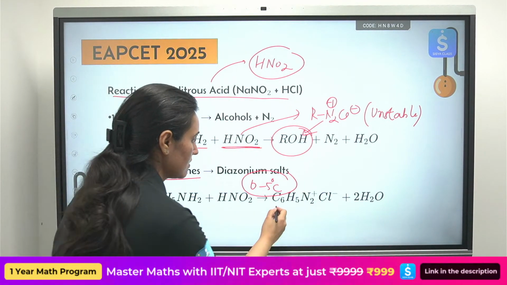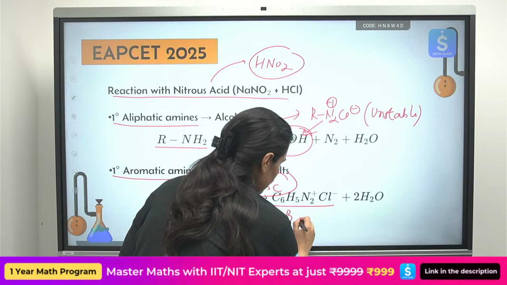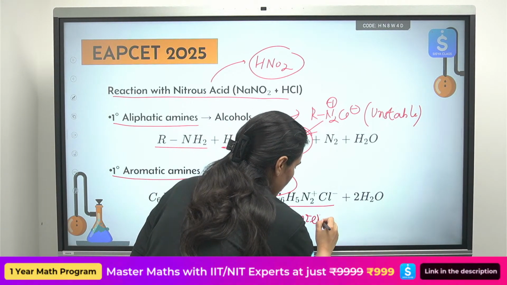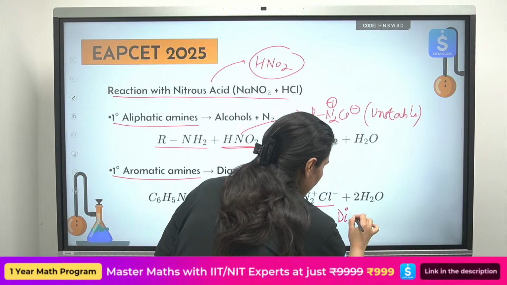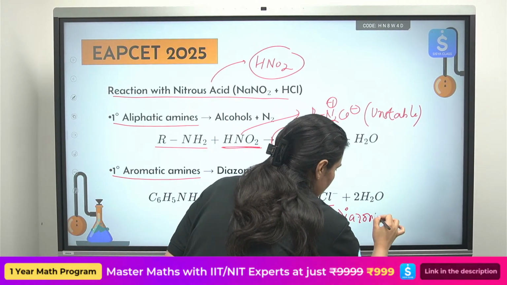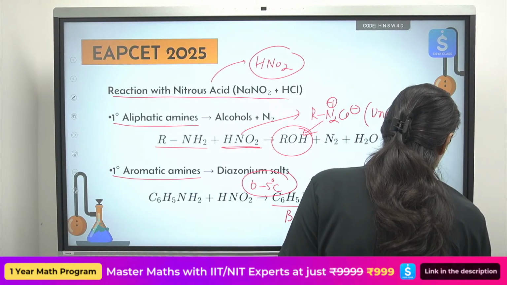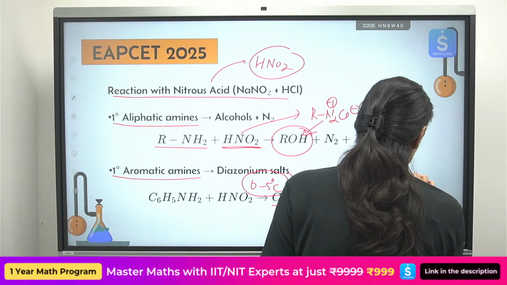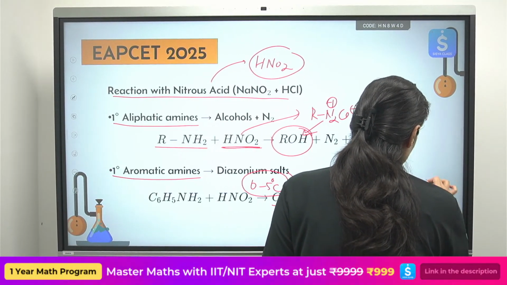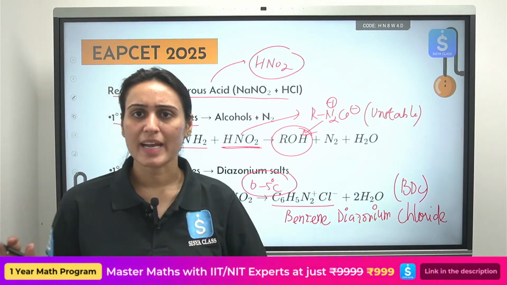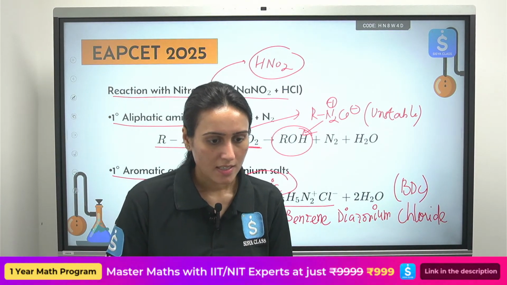Okay, this is benzene diazonium chloride, or we simply write it as BDC. Okay, yes.